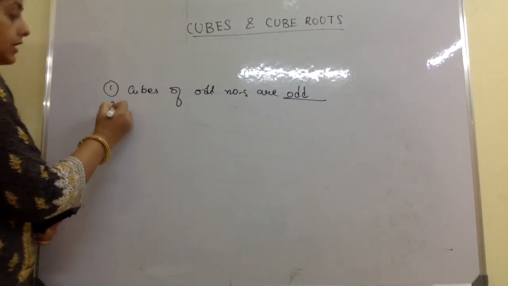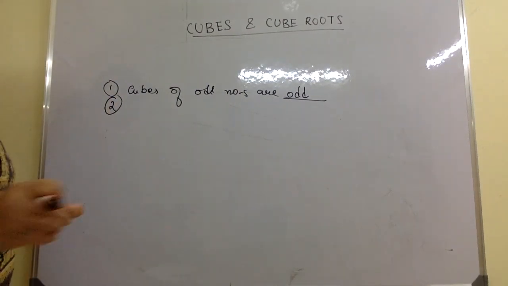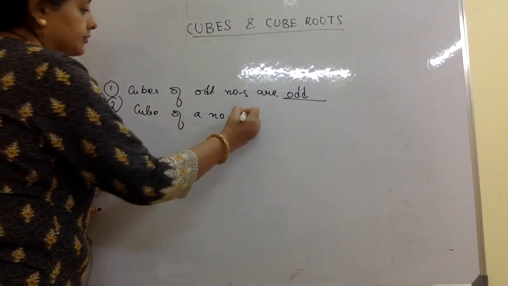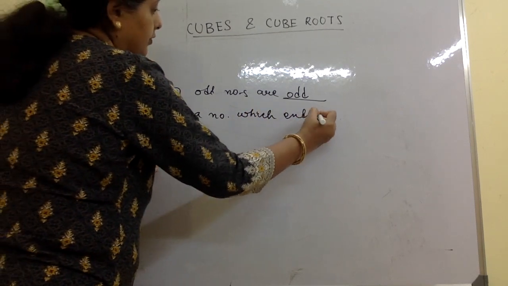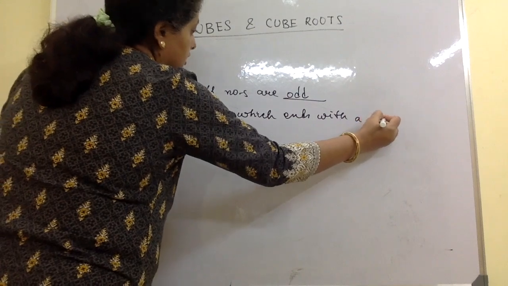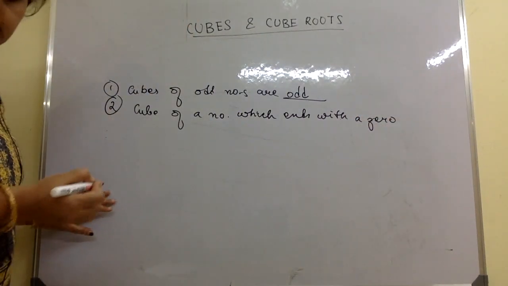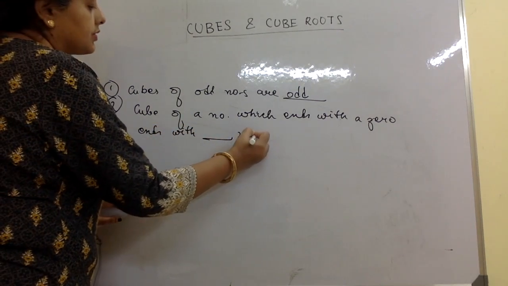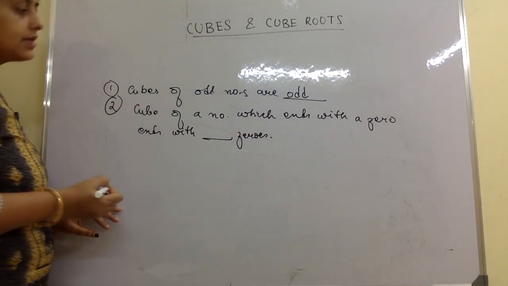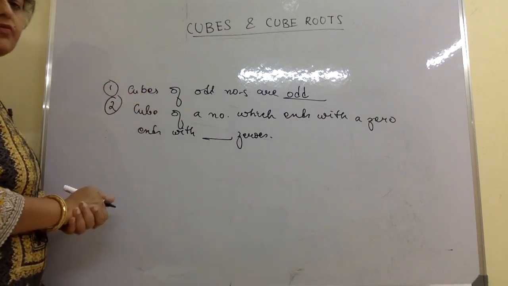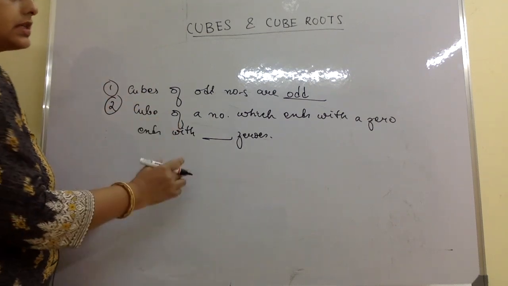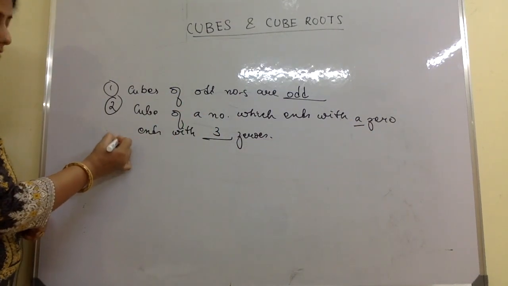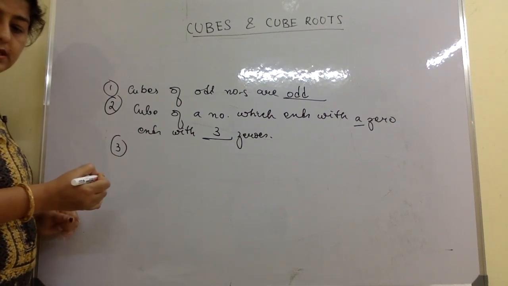The second one is: cube of a number which ends with a 0 ends with dash zeros. Now if the number is ending with a 0, then its cube ends with 3 zeros.